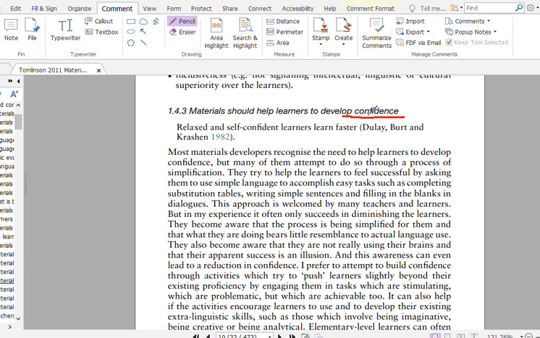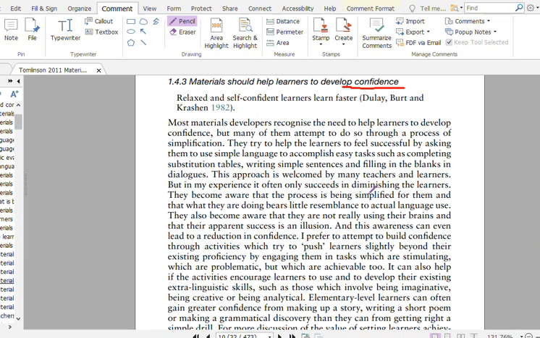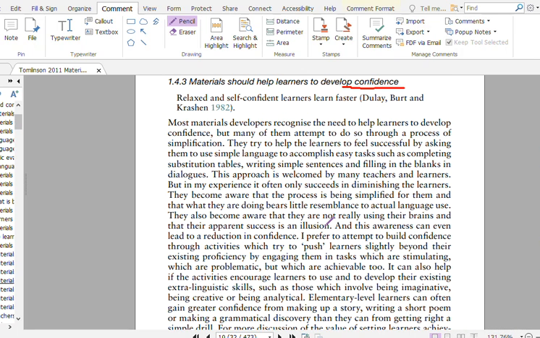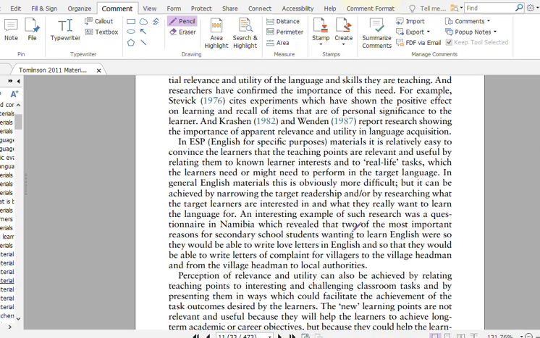Number 3, materials should help learners develop confidence. They should be relaxed. They should feel that they are able to do it, or that what they are doing is of great use to them. Relaxed and self-confident learners learn faster. So, for example, when you have a negative view of your students, that you are lazy, you are not smart, students do not develop confidence. They feel that they are lazy, not smart, and have intrinsic problems. So then they cannot learn. So the materials, or you as a teacher using materials, should help learners develop confidence.